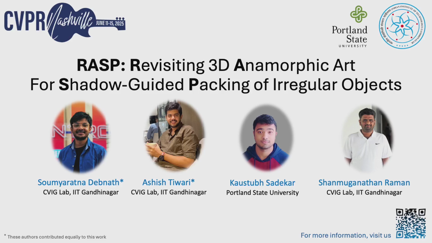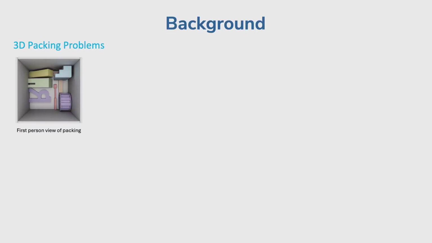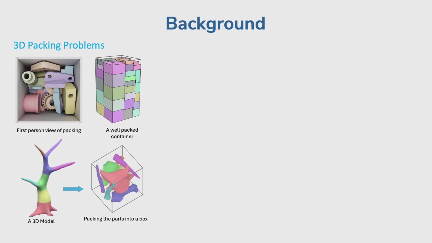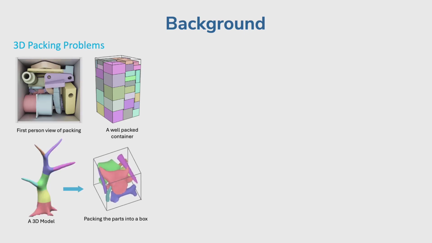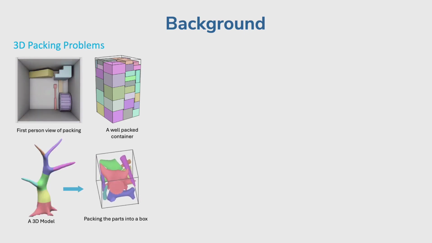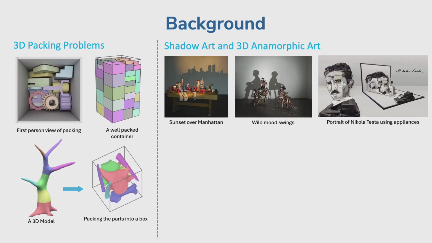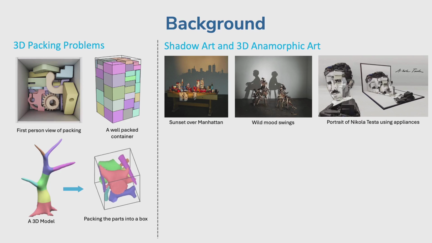Hello everyone, we present to you our work titled RASP, Revisiting 3D Anamorphic Art for Shadow-Guided Packing of Irregular Objects. Sometimes the simple task of packing objects into a container can become a complex puzzle. While simple cuboidal objects can easily be stacked, the difficulty arises when the objects are weirdly complicated, such as parts of a 3D model. Shadow art and 3D anamorphic art have captivated the human imagination for centuries.